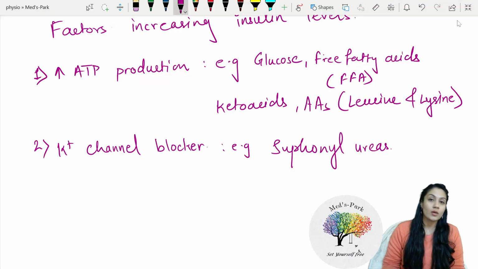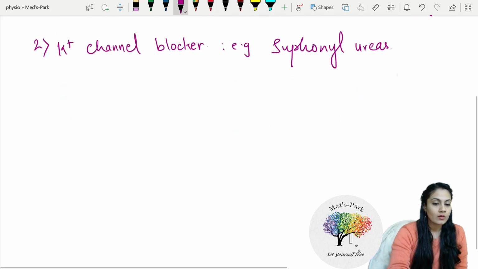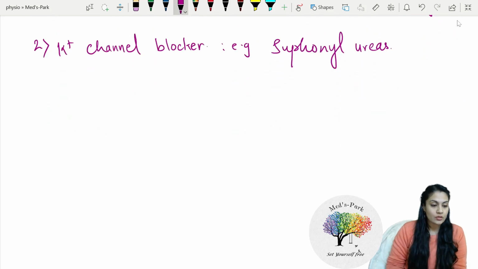Why do we give that? Because the insulin inside their body is less. If we give them the potassium channel blocker, it will solve the purpose, that is, it will increase the release of insulin.